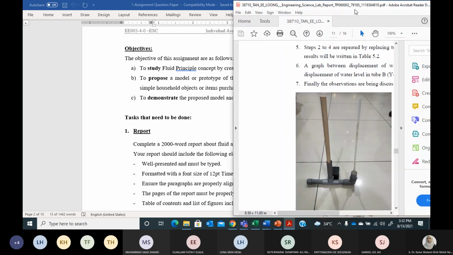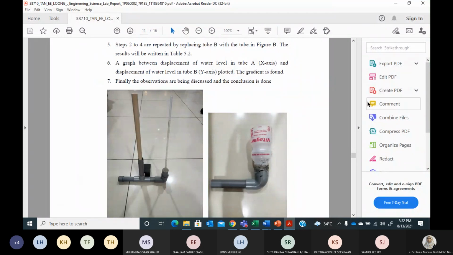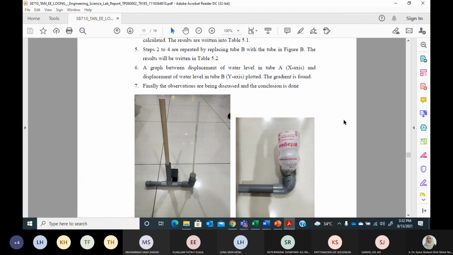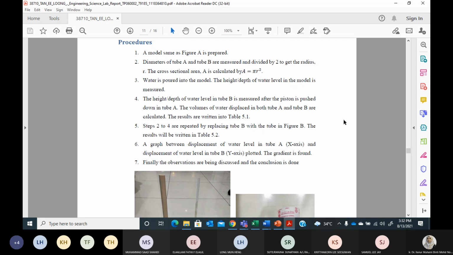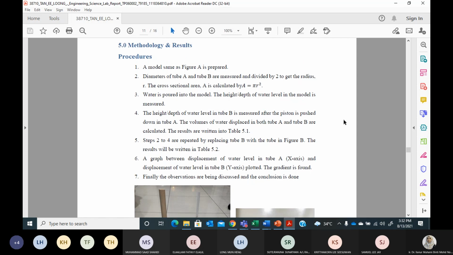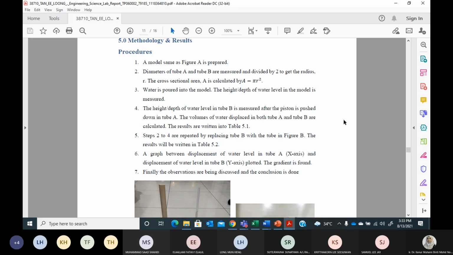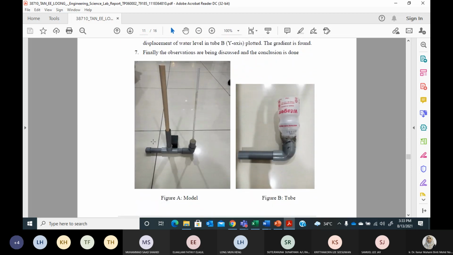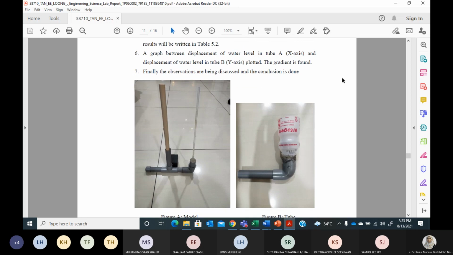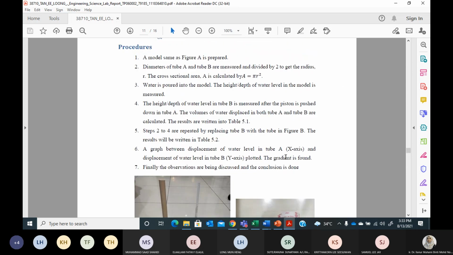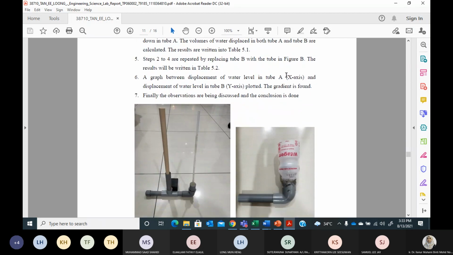Okay, this is another sample. Not so nice. Okay. So a model same as figure A is prepared. Okay, this is figure A. Okay. So all must be in past tense, the procedure or the steps. Diameters of tube A and tube B are measured and divided by 2 to get the radius. The cross-sectional area A is calculated by A equal to pi r to the power of 2.